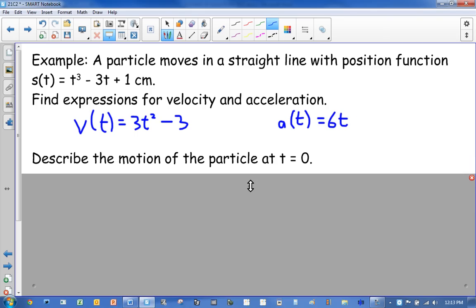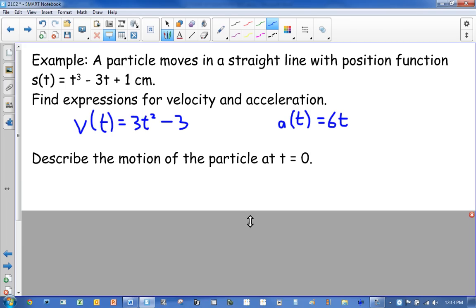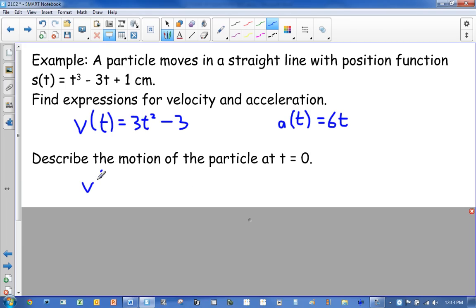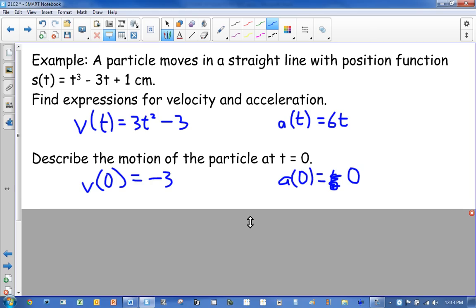So let's talk about the motion of the particle at time 0. Velocity at 0 is -3, and acceleration at 0 is... no, it's not. Sorry. I can multiply by 0, I promise. Acceleration at time 0 is 0. So what that means is the object is moving to the left because the velocity is negative, and it's moving constantly to the left. It's not getting any faster or slower.